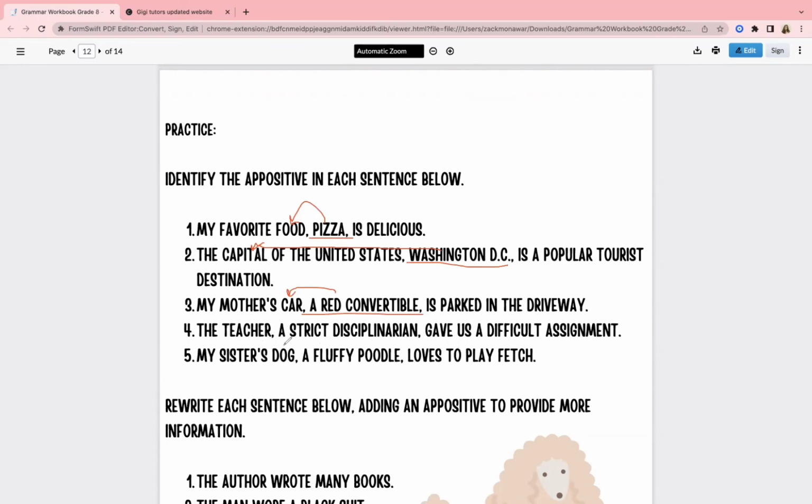Number 3, my mom's car, a red convertible, is parked in the driveway. A red convertible describes car. A strict disciplinarian describes teacher. A fluffy poodle describes your sister's dog. And you can see that they're all set off by commas.